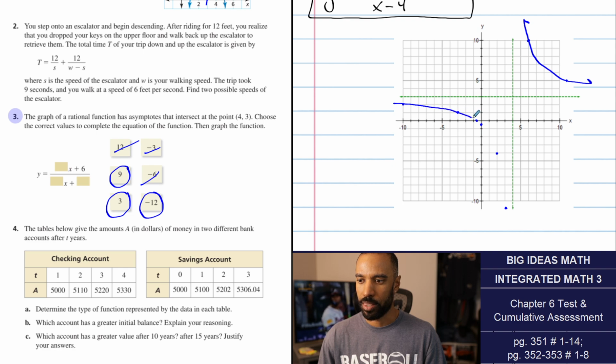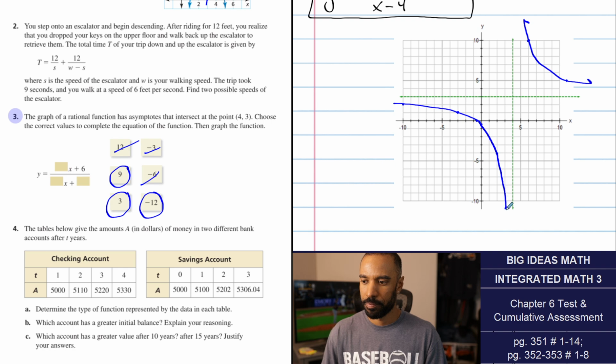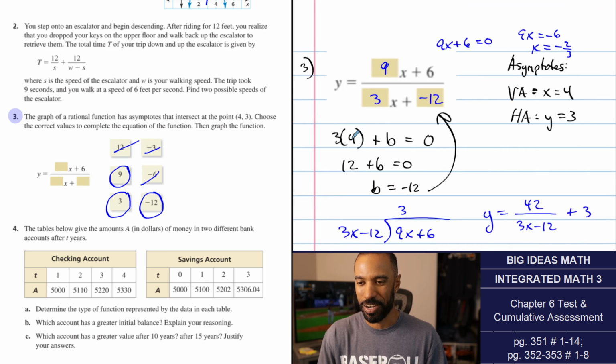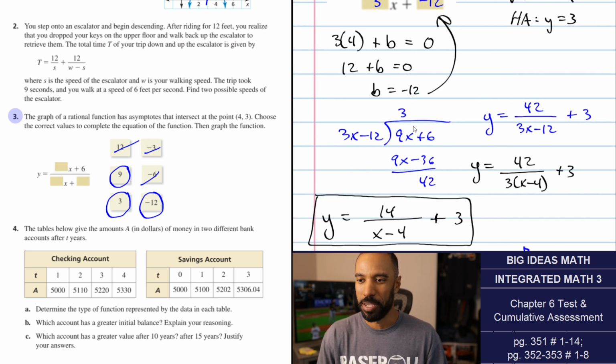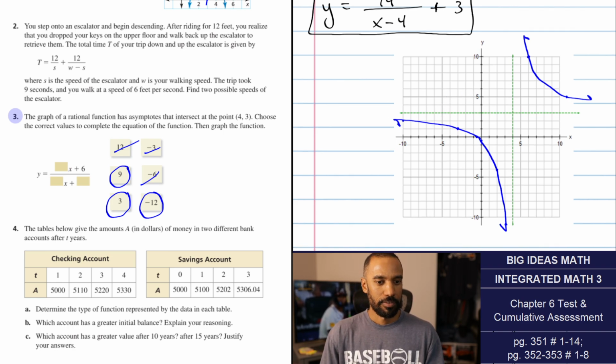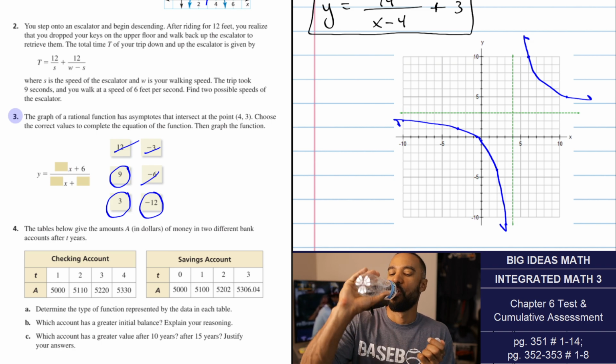So a lot to do on that problem. This cumulative assessment taking up some of our sweet time. The other part I was really bothered with here was just that silly part here. I had to plug in 4 to find the b. Okay. Is that it? That's a lot. Choose the correct values to complete, then graph the function. Okay.